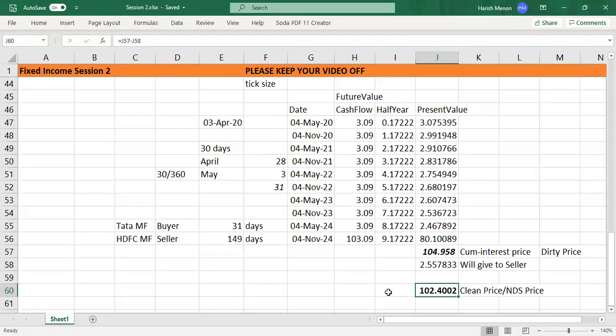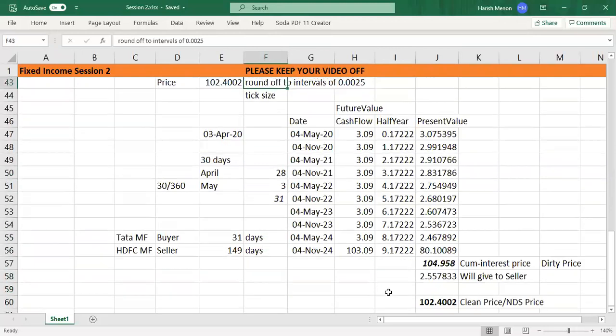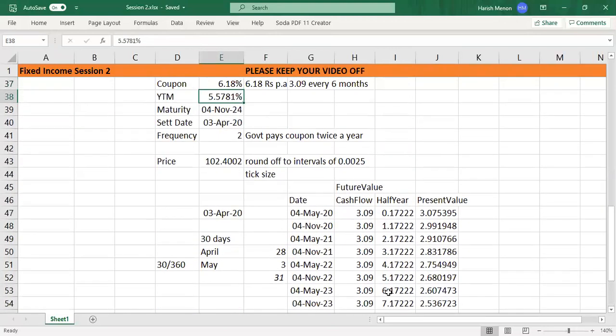So NDS showed a price of 102.4002. And you can again understand the same logic. Suppose this yield goes lower over the next few days. Just look at the maths. If the yield goes lower, everything else remaining the same, the price is going up, if you see. If the yield goes higher, price will fall.